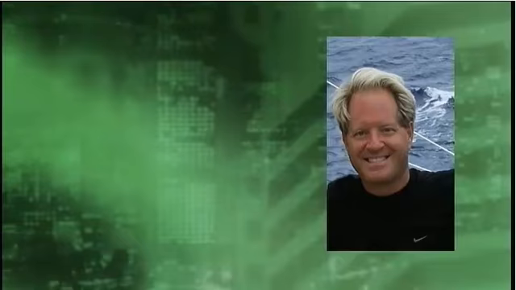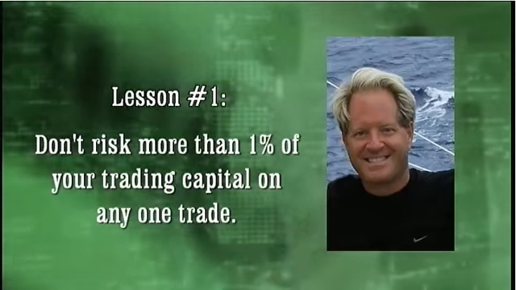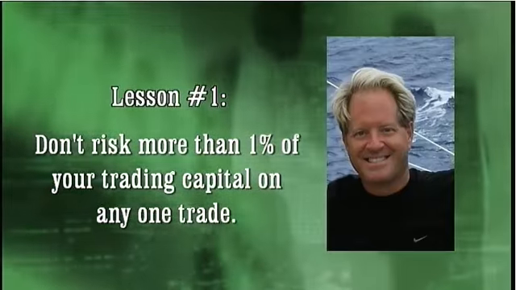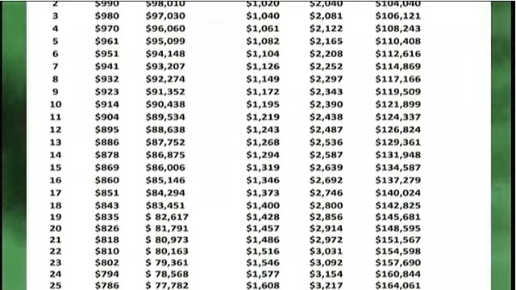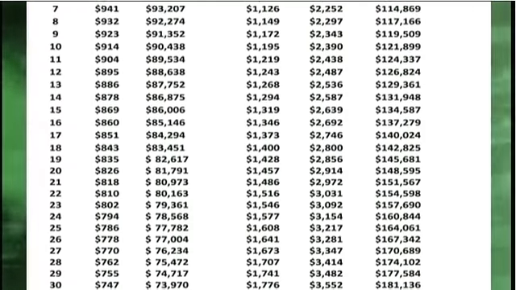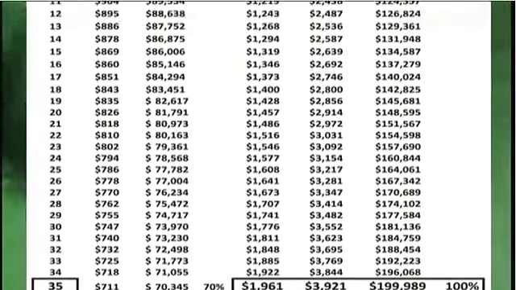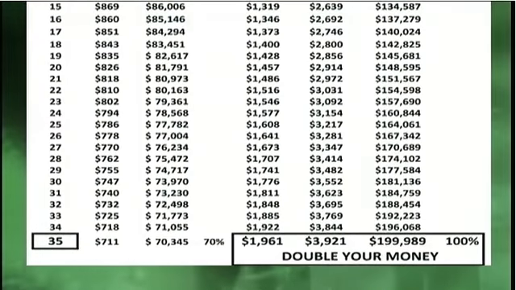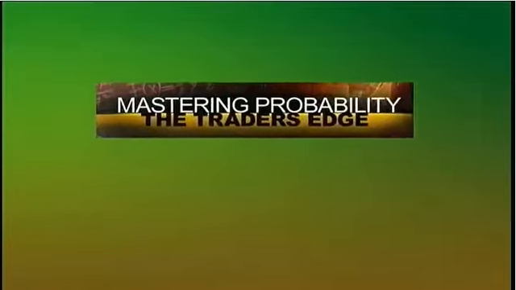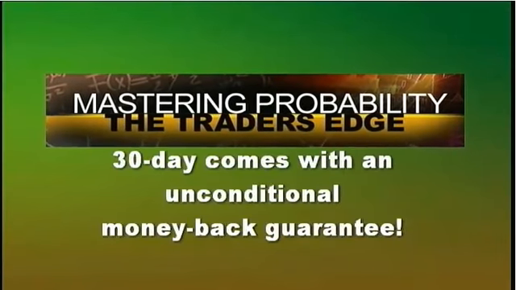Look, fear stands for false evidence appearing real, and the money game proves it. Lesson number 1, don't risk more than 1% of your trading capital on any trade. Why, you ask? Because 35 trades in a row where you risk 50 cents and make $1 are all you need to double your trading capital, versus the 230 losing trades in a row you would need to bring your balance to $100.